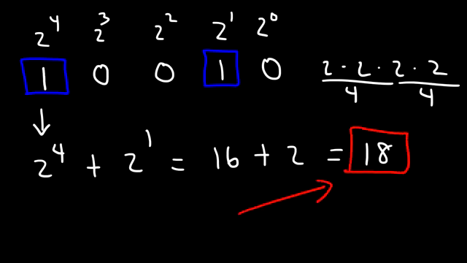And so it's not very difficult to convert a binary number into a decimal number. As long as you follow the process, you're going to get this right.